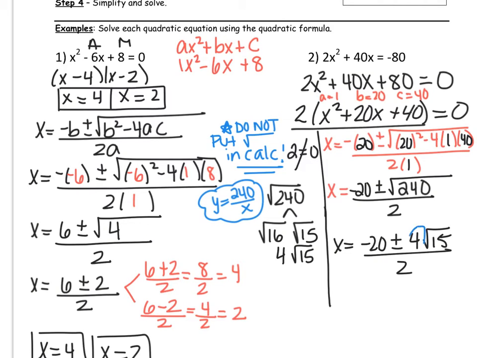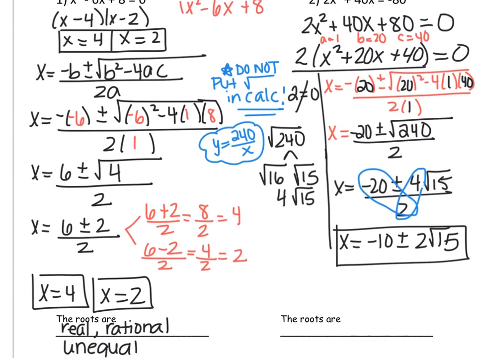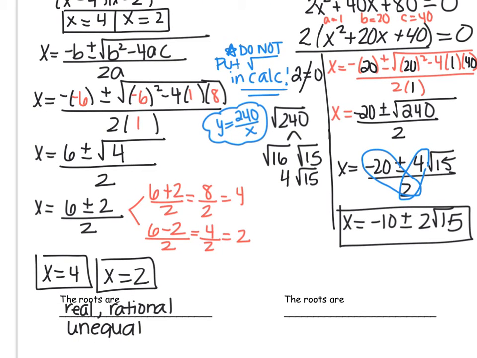Now if you recall, I can divide this by 2 and this by 2. Again, never touching that inside number. So we get x equals negative 10 plus or minus 2 rad 15. And these are your two answers. Now, there's really no need for you to separate them like I did here and here, because if I were to separate them, it would just be this. X equals negative 10 plus 2 rad 15, and x equals negative 10 minus 2 rad 15. So you don't really have to do that.